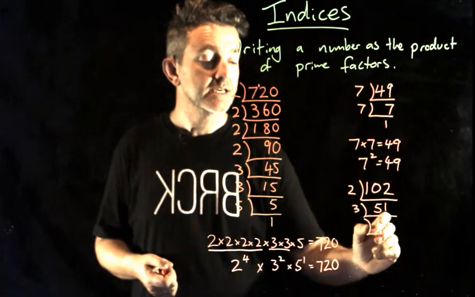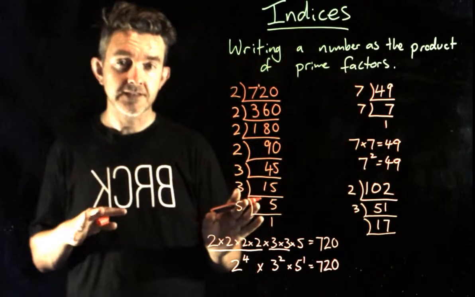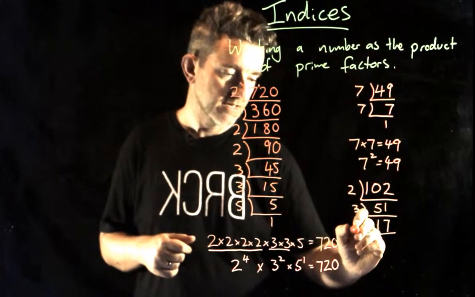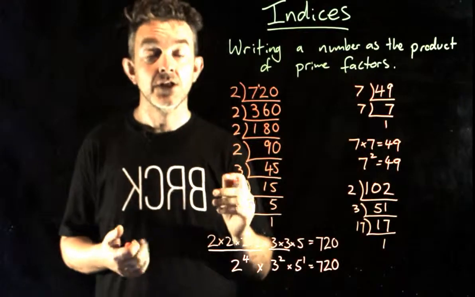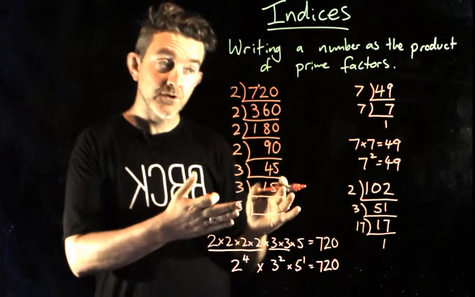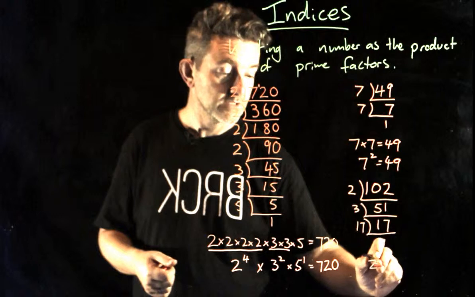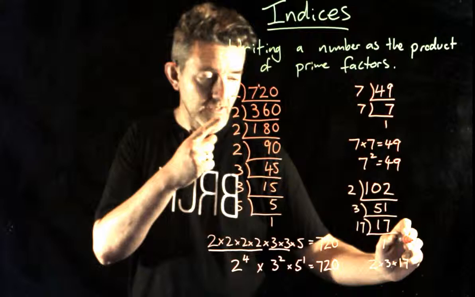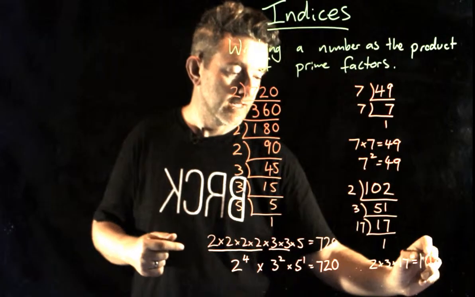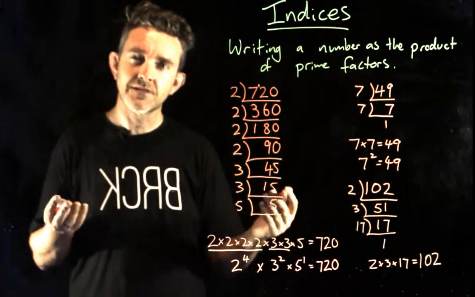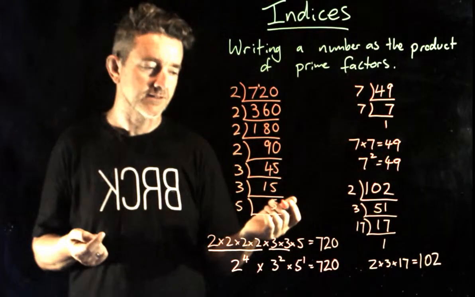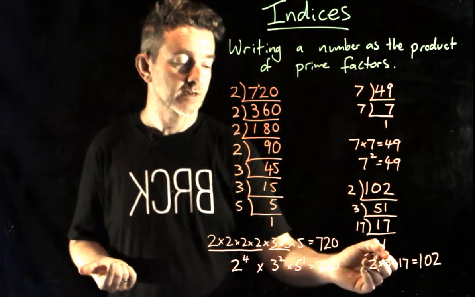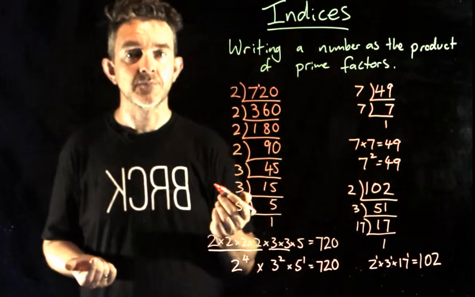And 17, you could try dividing all sorts of things into that, but I'm just going to cut to the chase and say, well, that's the prime number. So 17 goes outside here, and I'm left with a 1 down there. So, writing this as product of prime factors is just going to be 2 times 3 times 17 equals 102. And writing that as the product of prime factors with powers on it, or indices on it, really, I've only got one of each of them, so if I really had to do that, I'd just put a 1, a 1, and a 1 to be complete.